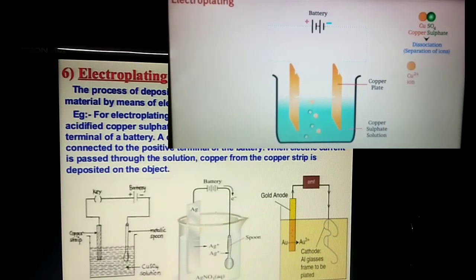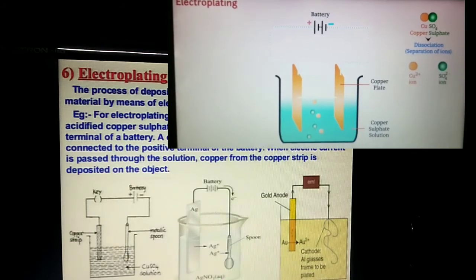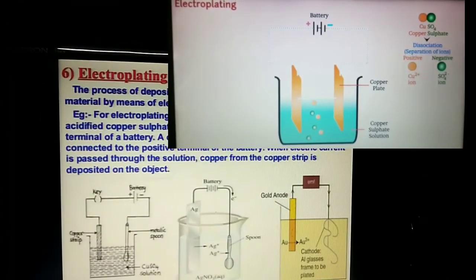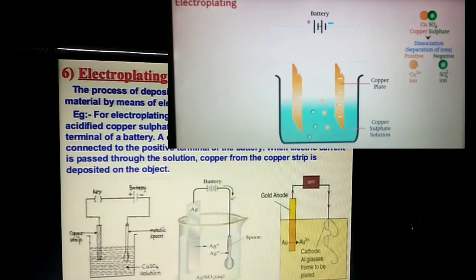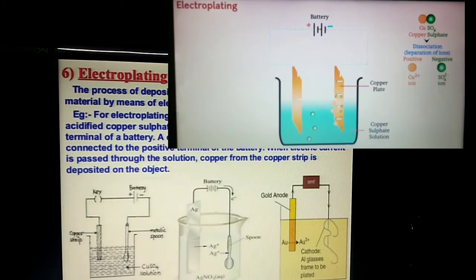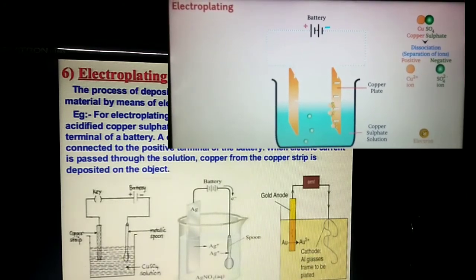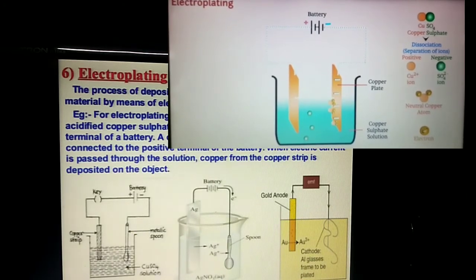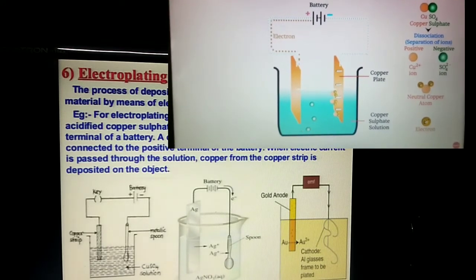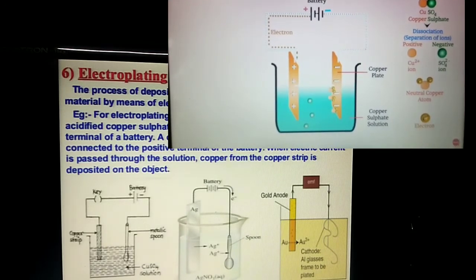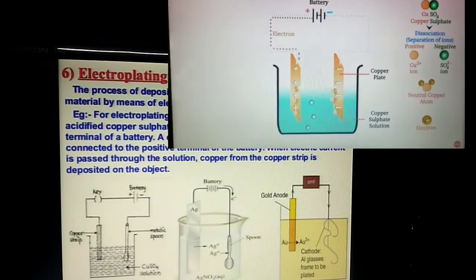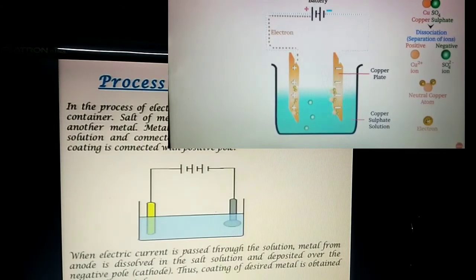A copper strip is dipped in the solution and connected to the positive terminal of a battery. When electric current is passed through the solution, the copper sulfate solution dissociates into copper plus ions and sulfate minus ions. These copper ions move towards the cathode, which is connected to the negative terminal. Copper is deposited on the strip. How can this process occur?